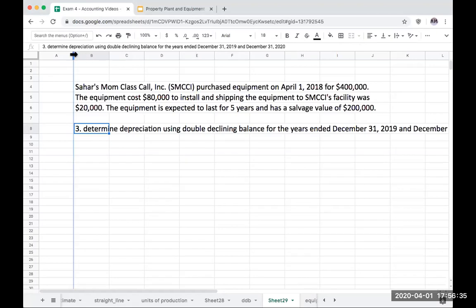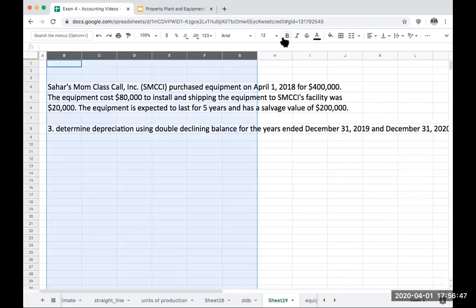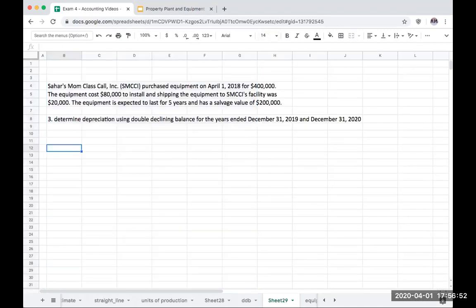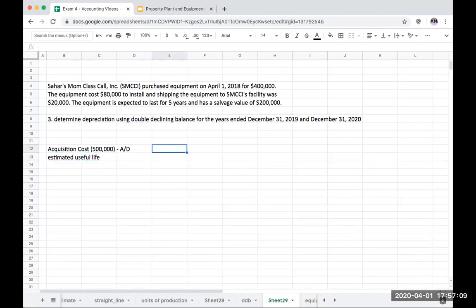So what we're being asked to do here today is determine the depreciation expense using double declining balance. My formula for double declining balance is going to be my acquisition cost, which is $500,000, minus the accumulated depreciation, which will depend on the part of what I'm doing. I'm going to be dividing this by my estimated useful life, and I'm going to be multiplying this result by 2.